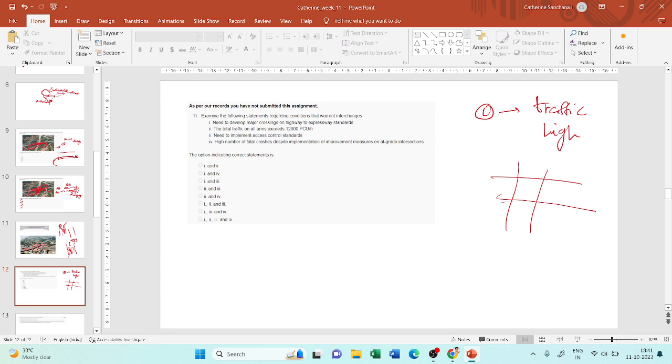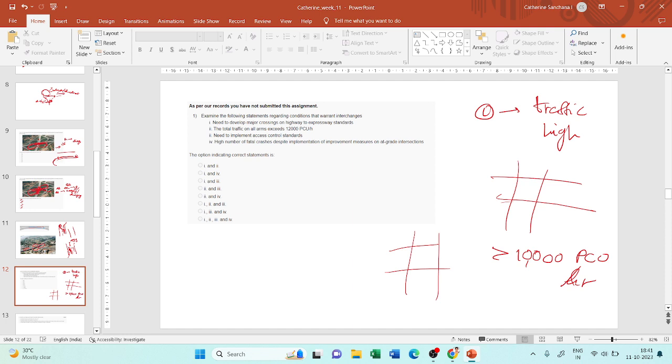So how much high? For you, high traffic might be different, and for me, high traffic might be different. So you should assign a number to it, right? So if the total traffic on all the arms, what do I mean by all the arms? In all the directions is greater than 10,000 passenger car units per hour. I hope you remember what passenger car unit is, because it is the design vehicle for traffic, right? So if total traffic on all arms is greater than 10,000 PCU per hour, then you can go for an interchange.